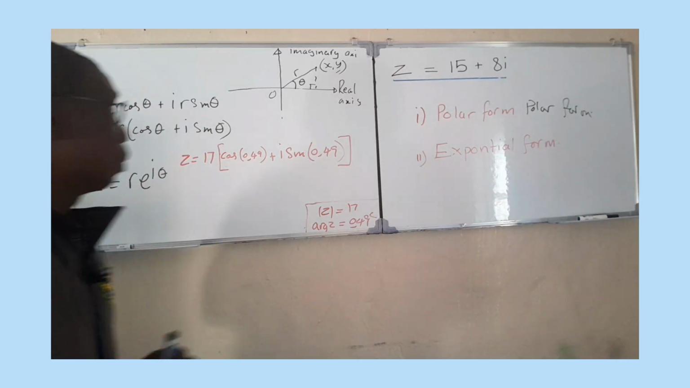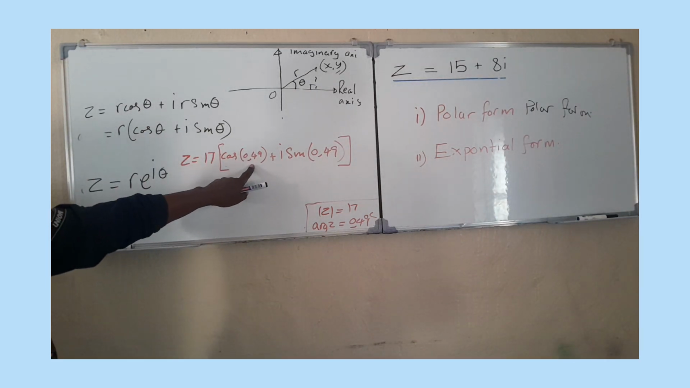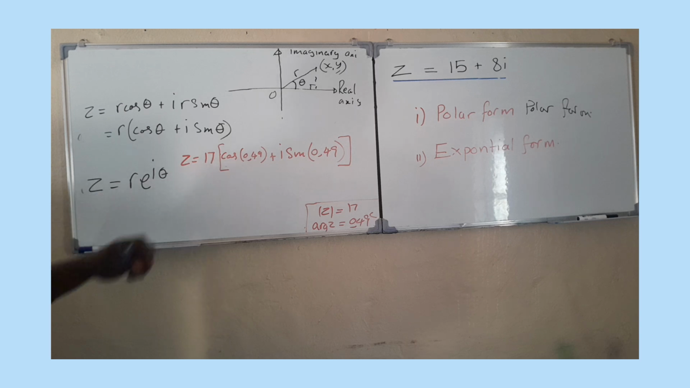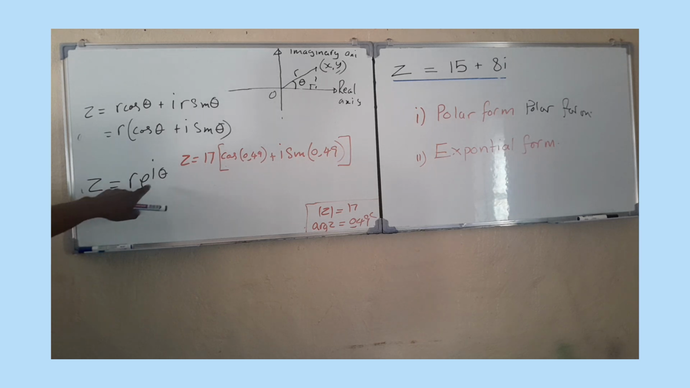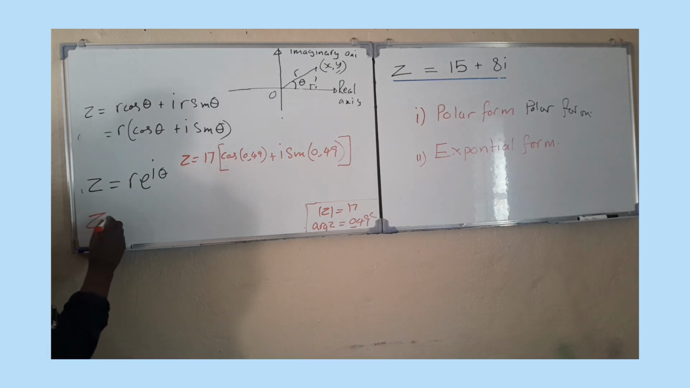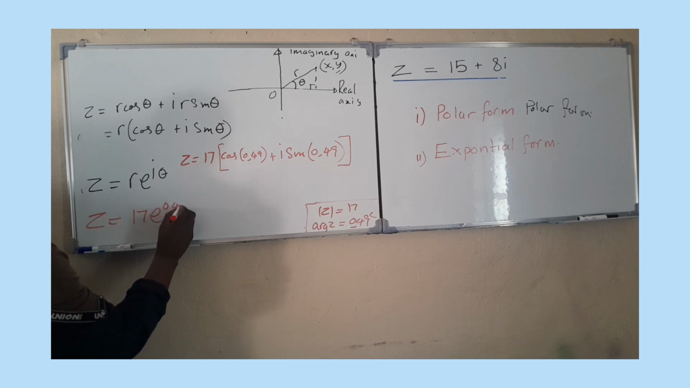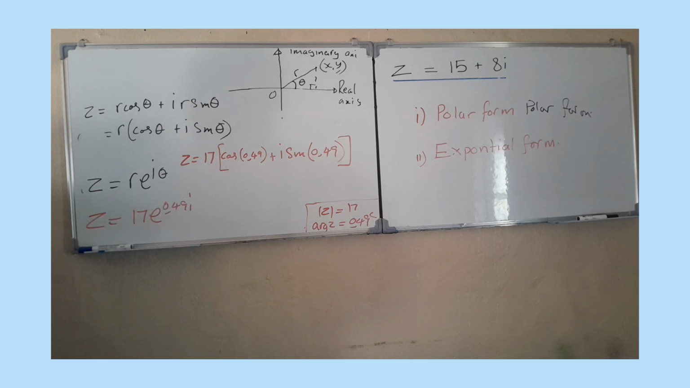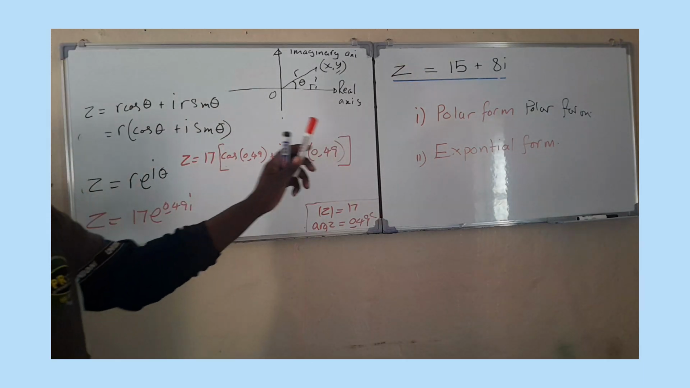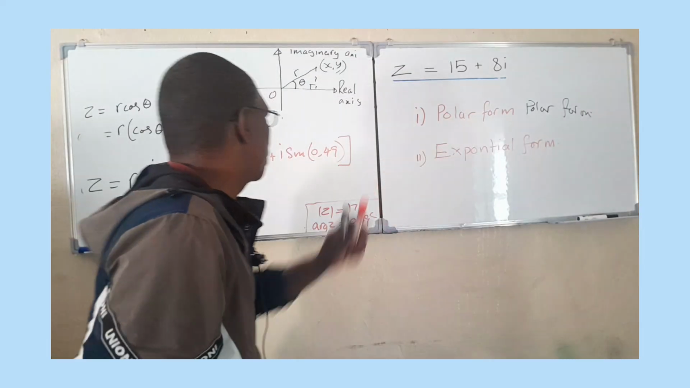This particular complex number z, when it's written in polar form, this is the argument of z, this is the modulus of z. What about in exponential form? Again, we've got our r, which is the modulus of z, and we've got our theta, which is the argument of z. So z in exponential form is equal to 17 e to the power 0.49 i. Of course, theta is in radians, as it is in this case. All the time, my theta is in radians. So those are the three forms of a complex number. The first one is the standard form, then comes the polar form, and then comes the exponential form.